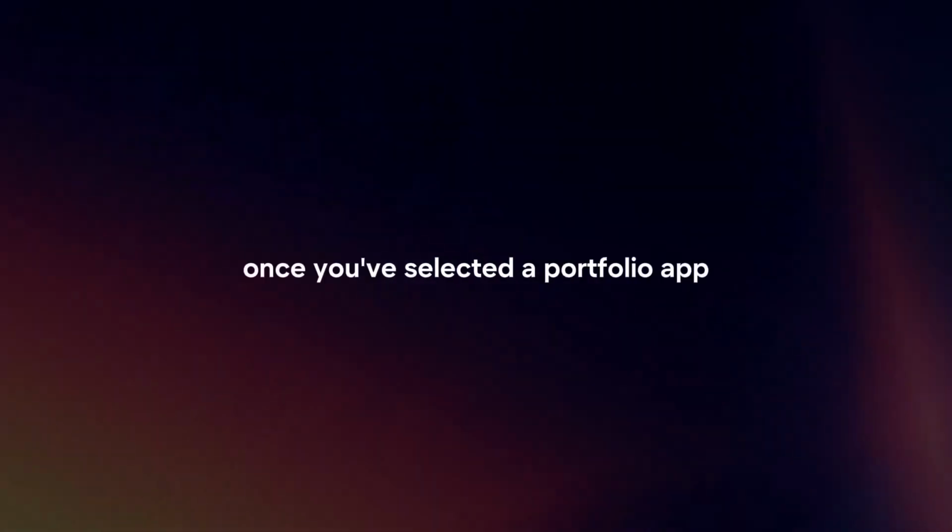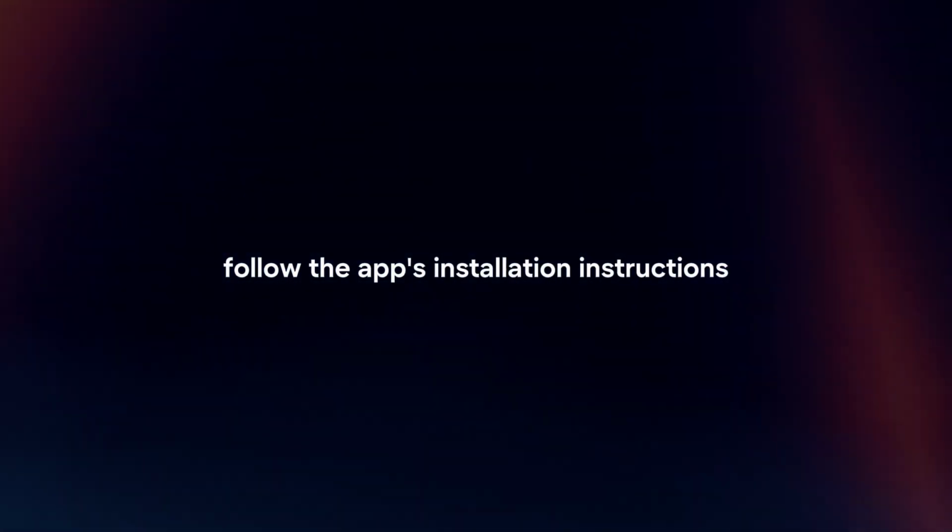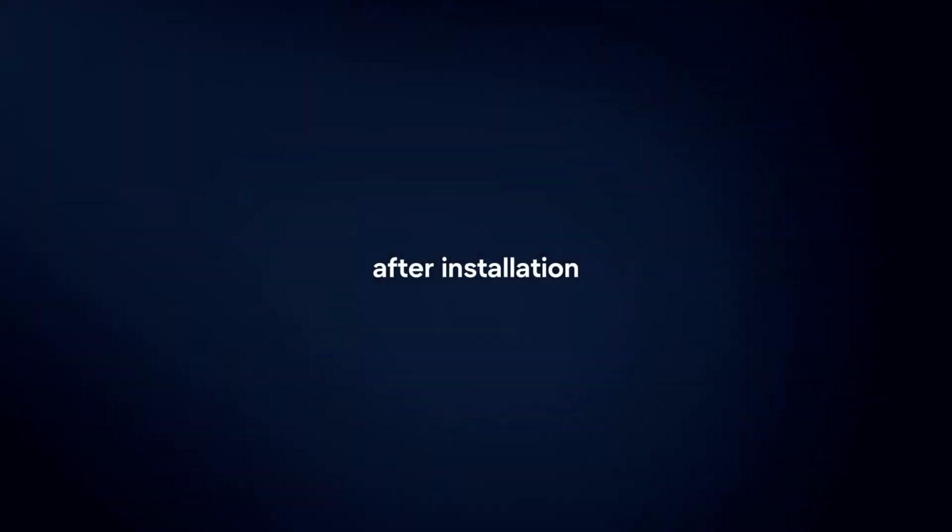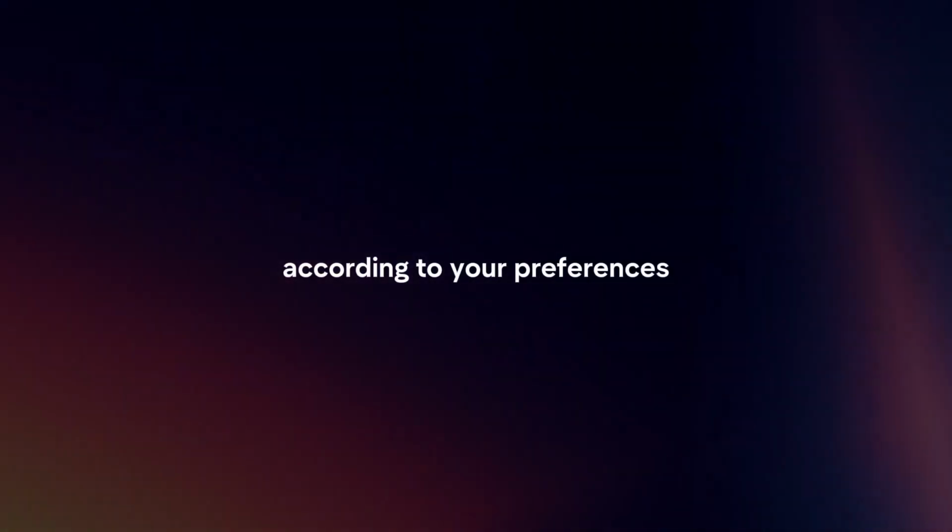Install the app. Once you've selected a portfolio app, install it on your Shopify store. Follow the app's installation instructions, which typically involve clicking on Add App and granting necessary permissions. Set up your portfolio. After installation, configure the portfolio settings according to your preferences. This may include choosing a layout, customizing colors and fonts, and adding categories or text for organization.